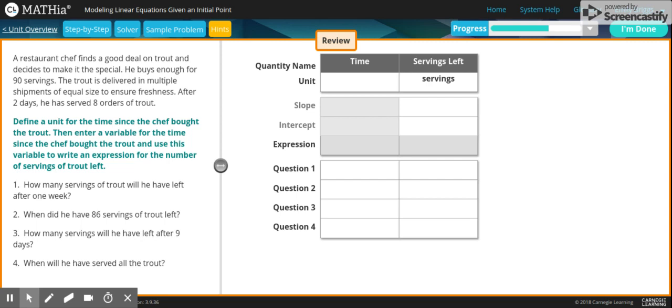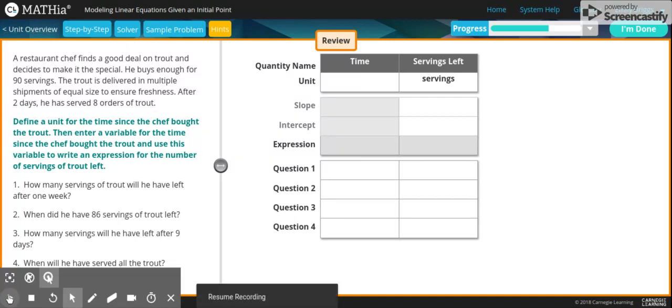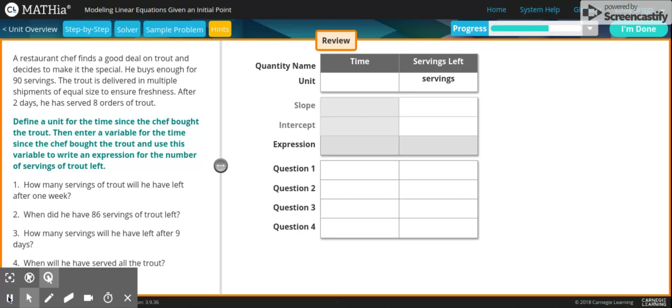Hi guys, so today we'll be modeling linear equations given an initial point. So it says a restaurant chef finds a good deal on trout and decides to make it the special. He buys enough for 90 servings.